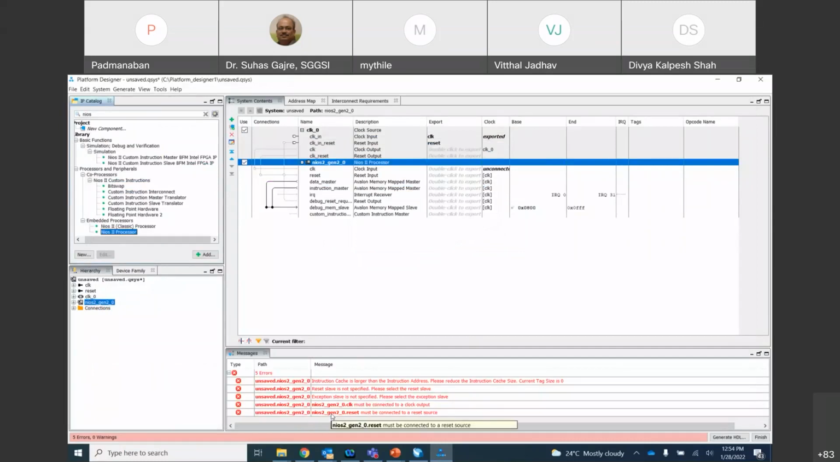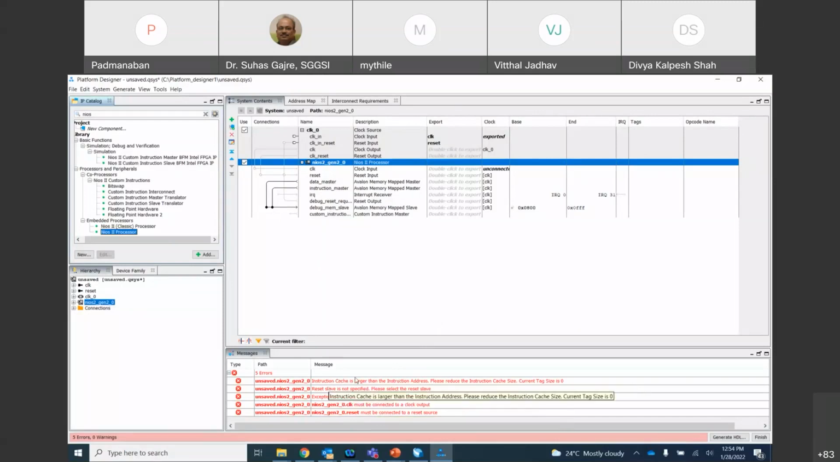What are these errors when we look into it? You can see Nios II also has a clock input. Because it's a processor, it has a clock. That clock needs to be connected to the top level clock. When we write the Verilog code, we will write .clock connected to clock, and .reset connected to reset. Similarly, we have to connect this. So that is very, very important for us to connect.